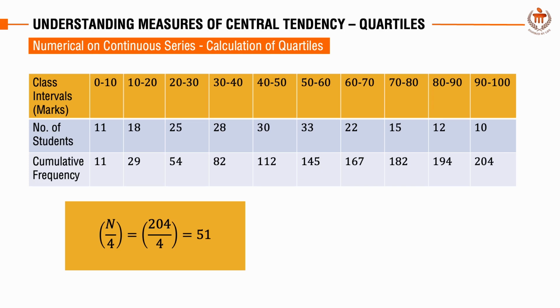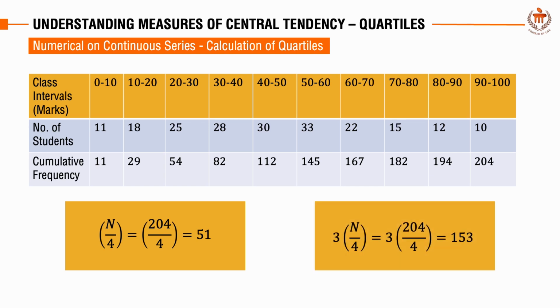Then in the cumulative frequency table, I need to see the next value bigger than 51. The value is 54 and the class interval for that is 20 to 30. So the L would be 20, frequency would be 25. And the cumulative frequency before 54 would be 29. So here the CF, or the cumulative frequency, would be 29. Okay, the L would be 20, frequency would be 25, class width would be 10.